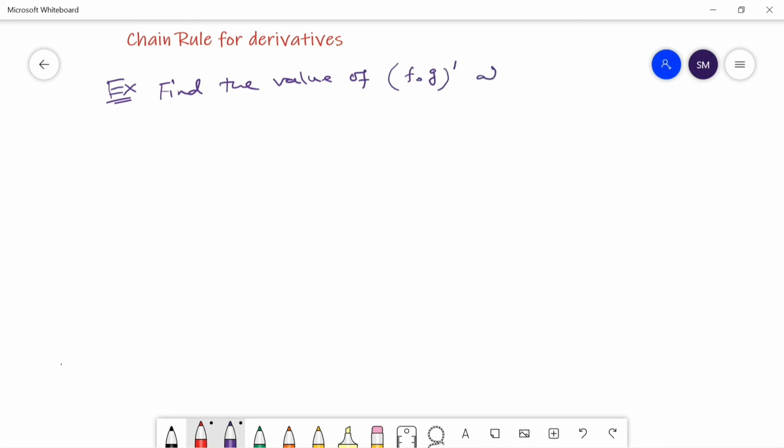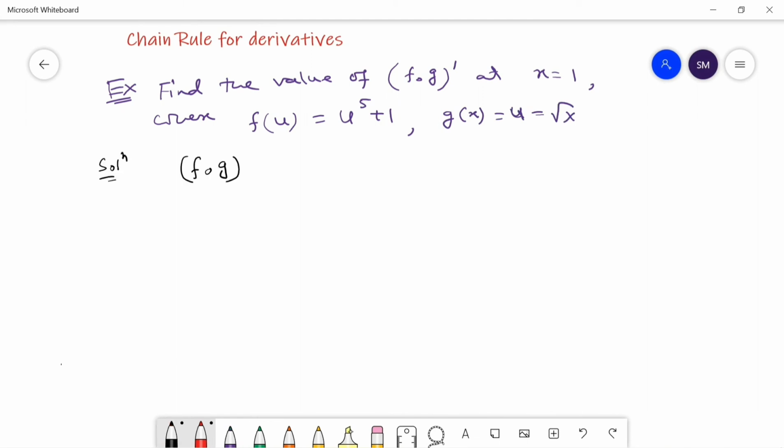Our next problem is a word problem: find the value of the derivative of f composition g at x equal to 1, where f of u is equal to u to the power 5 plus 1 and g of x is equal to the square root of x. First we will derive the composition. So the derivative of f composition g is f dash of g of x multiplied with the derivative of g. So f is u to the power 5 plus 1, and the derivative will be 5u to the power 4.